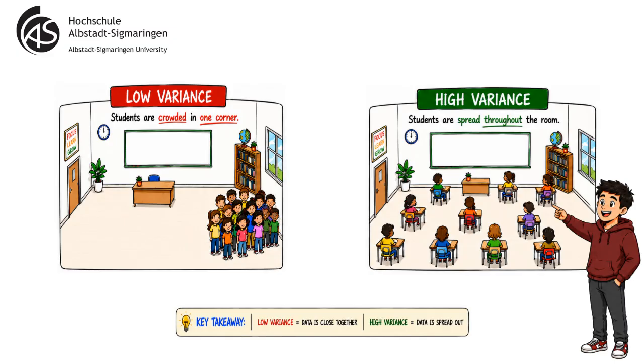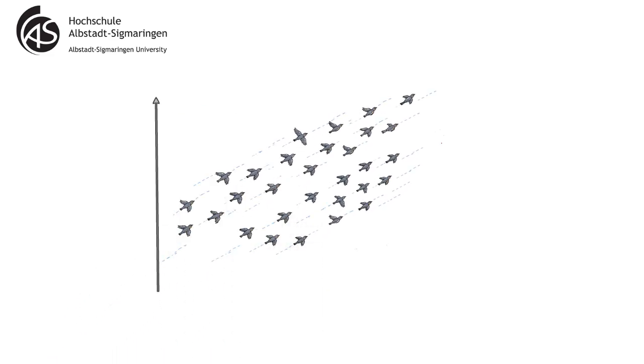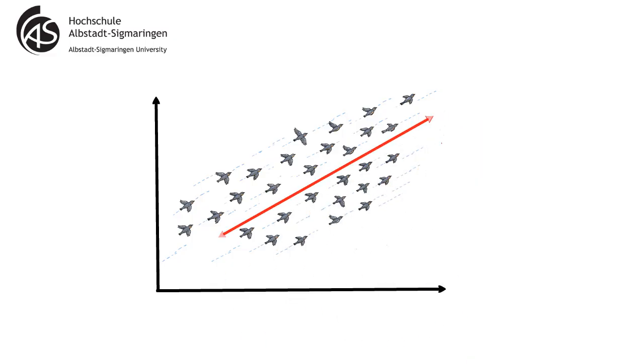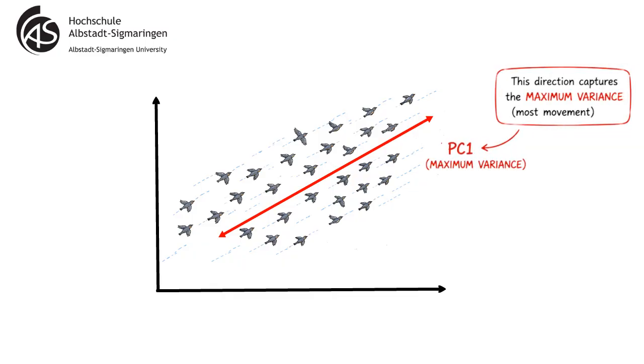Now let's apply this idea to data. Imagine a cloud of points on a graph. Notice that the cloud stretches more in one direction than another. PCA asks a simple question: which direction captures the most spread? It checks different possible directions and looks for the one with the highest variance. The direction with the largest spread becomes the first principal component, also known as PC1. You can think of PC1 as the direction that captures the biggest story hidden inside the data.